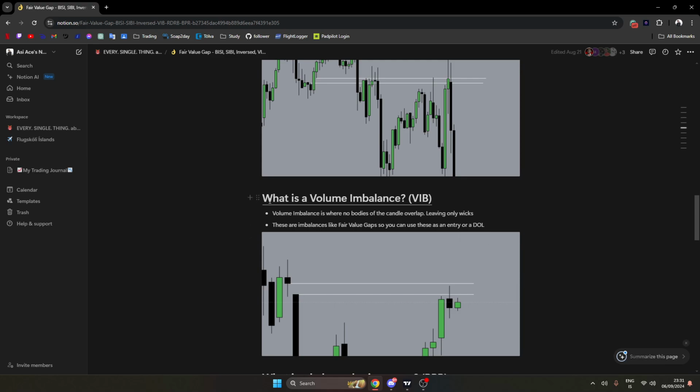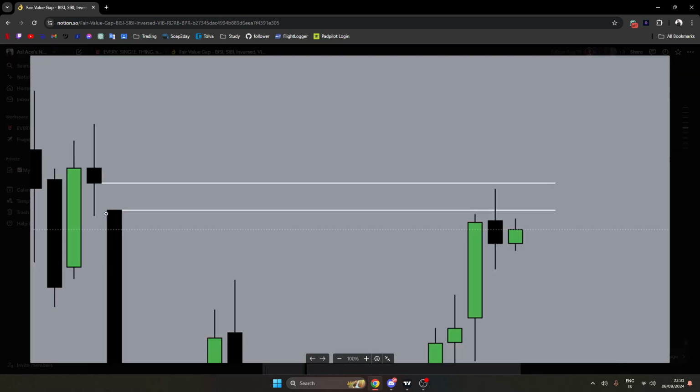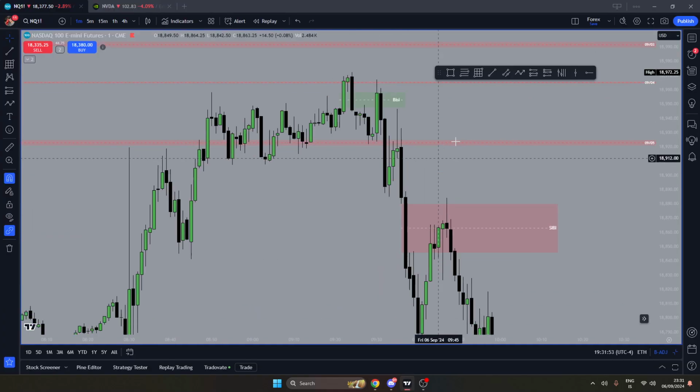All right, so what is a volume imbalance? A volume imbalance, or a VIB, is where no bodies of the candles overlap, leaving only wicks. These are imbalances like fair value gaps, so you can use those as an entry or a draw on liquidity. You can see there are no bodies here. Price trades into it. I mean, it's quite a new one. As you can see, the candles are still forming here, but price trades into it before continuing lower. Let's see if I can find another.